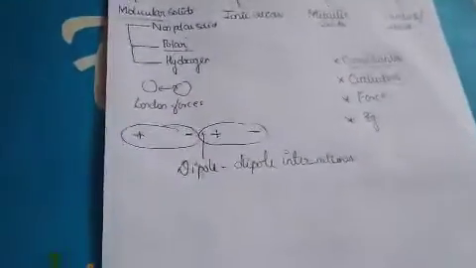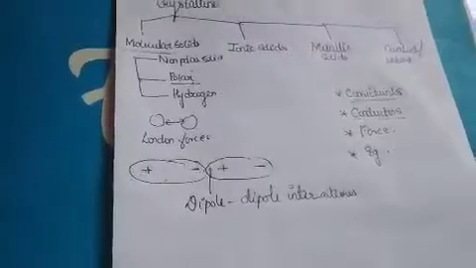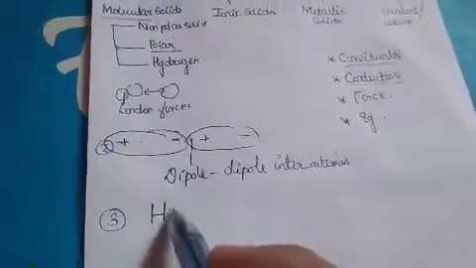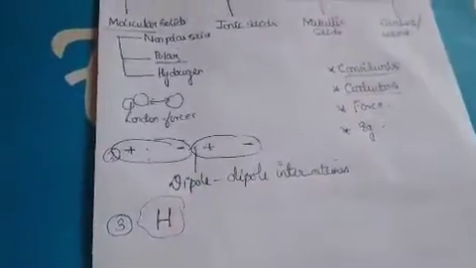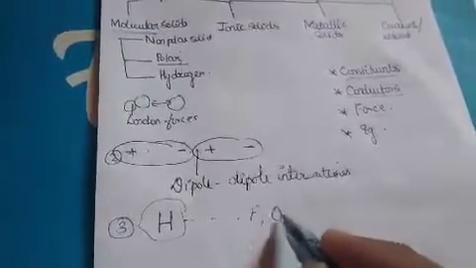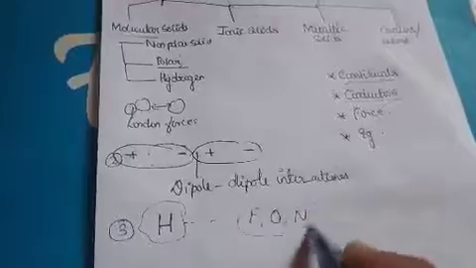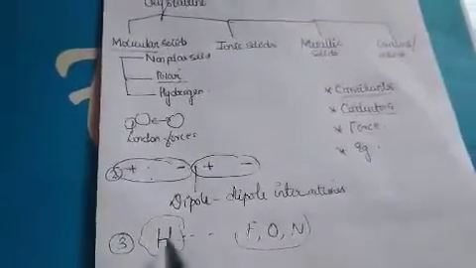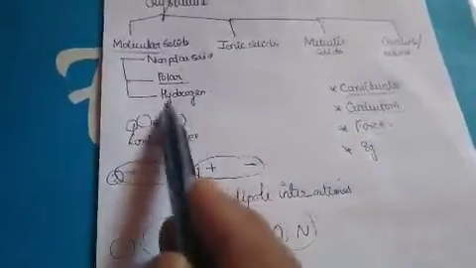Coming to hydrogen bonded molecular solids, by the name itself you can tell what type of bonding exists. Of course, it's the hydrogen bond. In hydrogen bonded molecular solids, one atom will be hydrogen itself, which is bonded with some other atom, which may be fluorine, oxygen, or nitrogen. Whenever you see these type of solids, they are classified as hydrogen bonded solids.